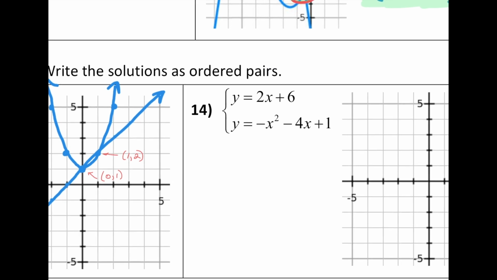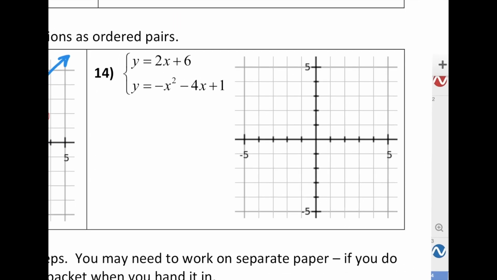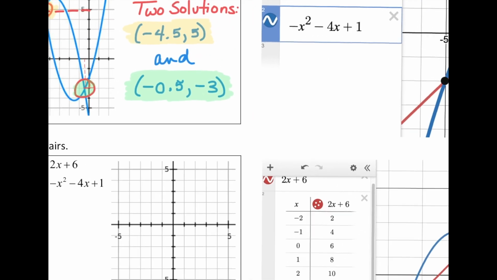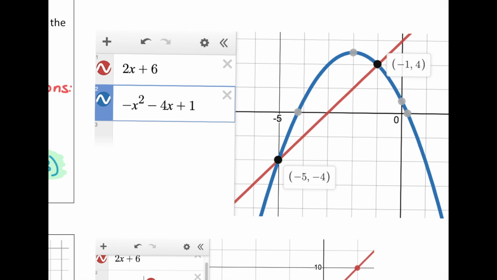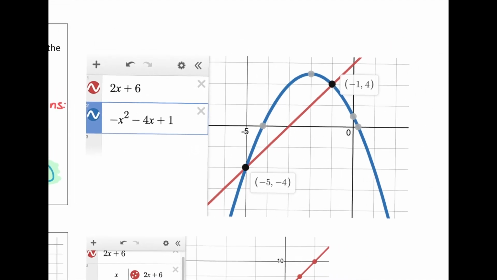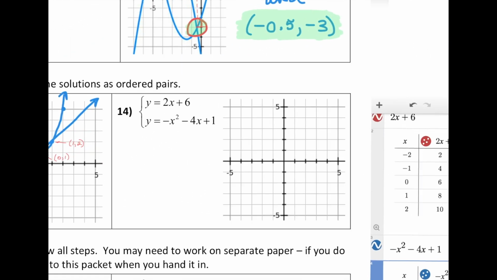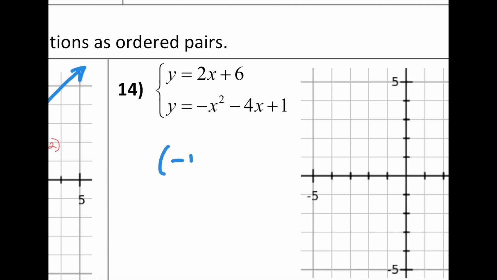Then for number 14, the top equation is your linear equation. The bottom equation is your parabola, or your quadratic. And they should look like this. When you get them into Desmos, you'll see that you have a solution at negative 5, negative 4, and negative 1, positive 4. I'm just going to already make a note of that.